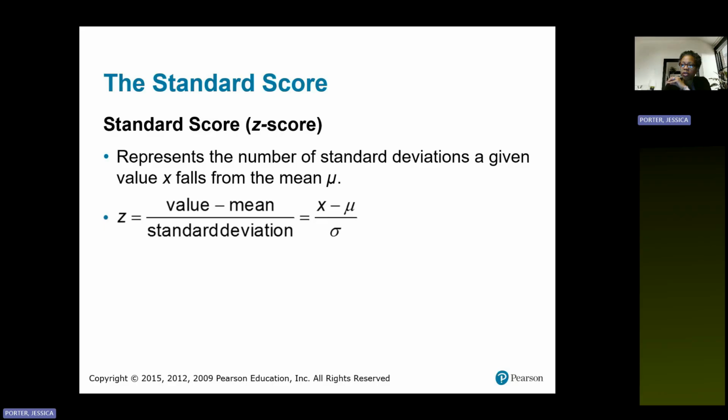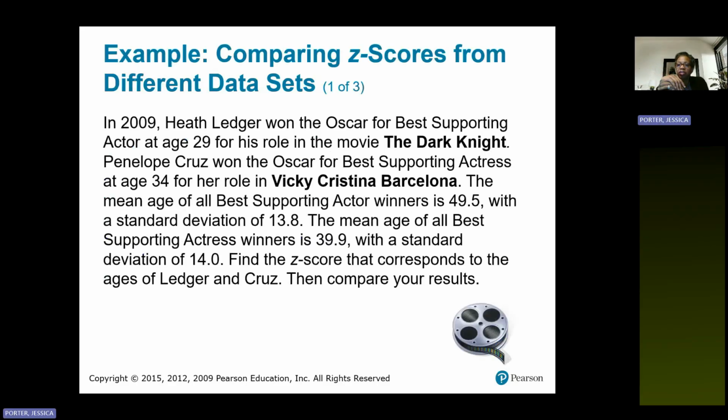That's our formula. So here in 2009, Heath Ledger won the Oscar for Best Supporting Actor at age 29 for his role in this movie. Penelope Cruz won the Oscar for Best Supporting Actress at age 34 for her role in that movie. The mean age of all Best Supporting Actor winners is 49.5, standard deviation of 13.8. Mean age of all Best Supporting Actress winners is 39.9 with a standard deviation of 14. Find the Z-score that corresponds to the ages of Ledger and Cruz.